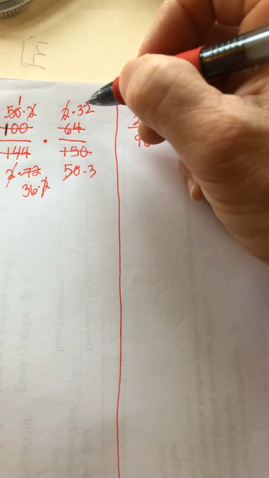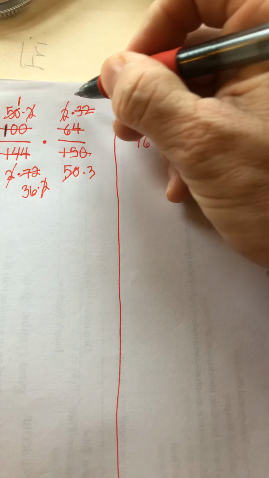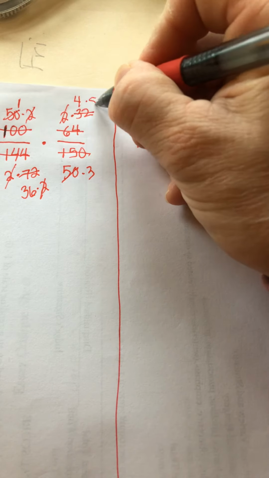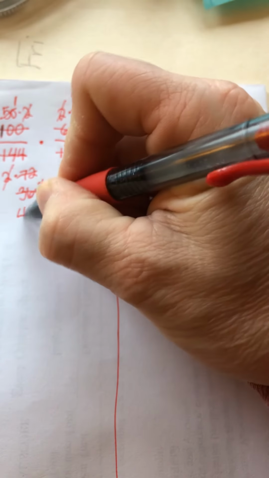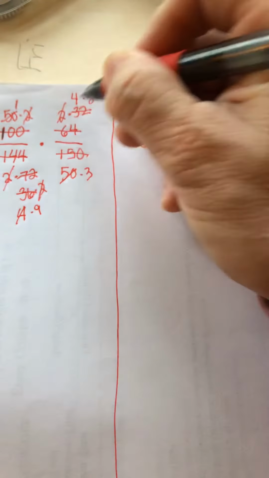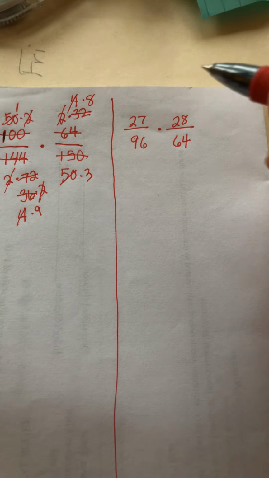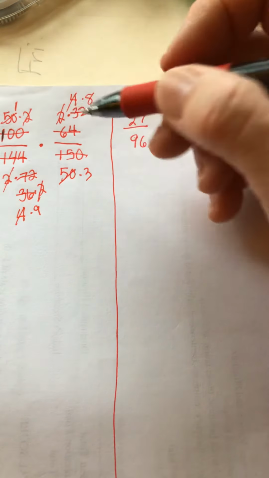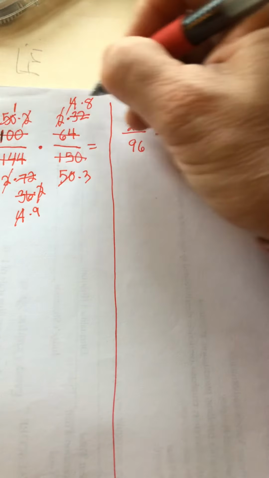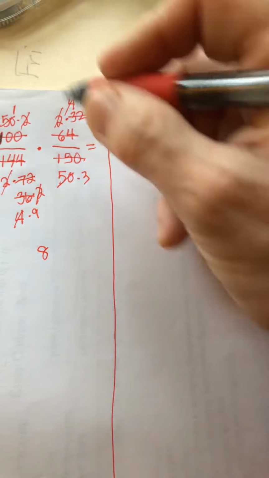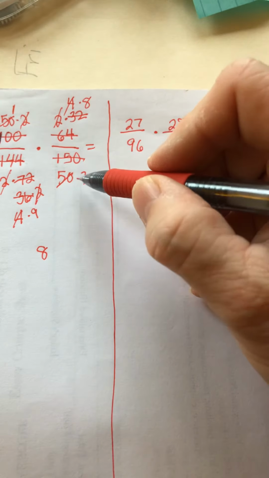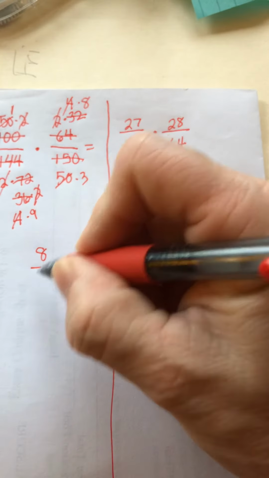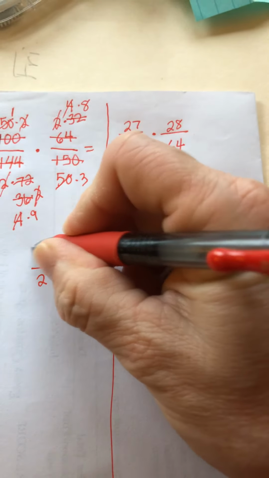36 and 32. Let's divide that by 4. 4 times 8, 4 times 9. Cross out my 4s. Now, what have I got left? Nothing else that I can cancel. So on the top, I have 1 times 8, and on the bottom I have 9 times 3, so that gives me 27.